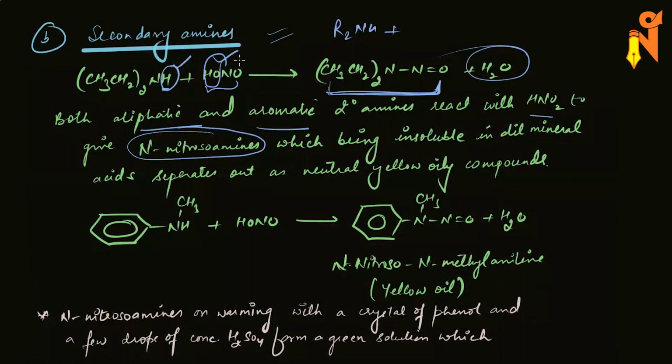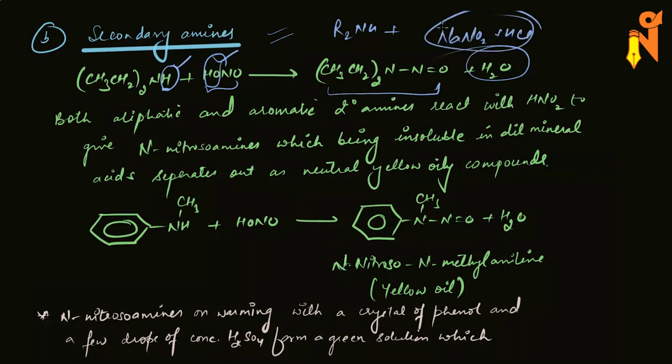So basically, whenever you're talking about the formation of HNO2, I told you that HNO2 is not something which we are supplying from outside. We are basically giving NaNO2 and HCl. So there is a possibility that in the reaction mixture some more HCl is present, and not everything has got converted into HNO2. So even if a slight amount of HCl is present over there, your product N-nitrosamine will not dissolve in this HCl.